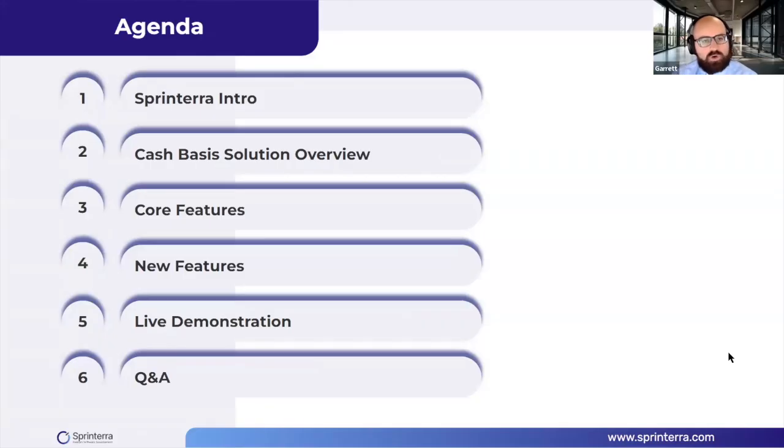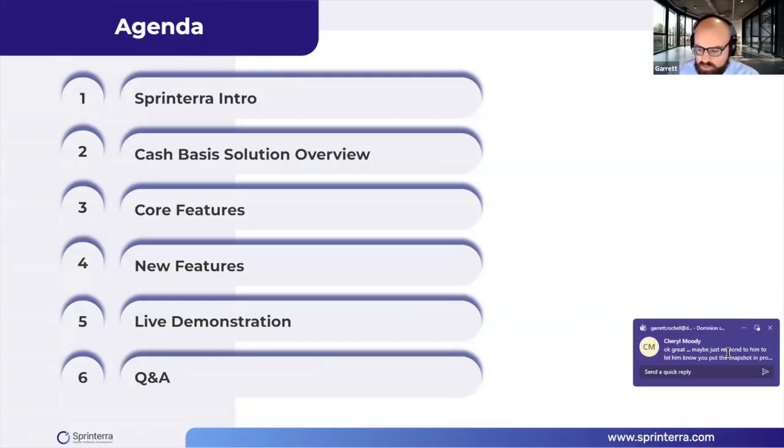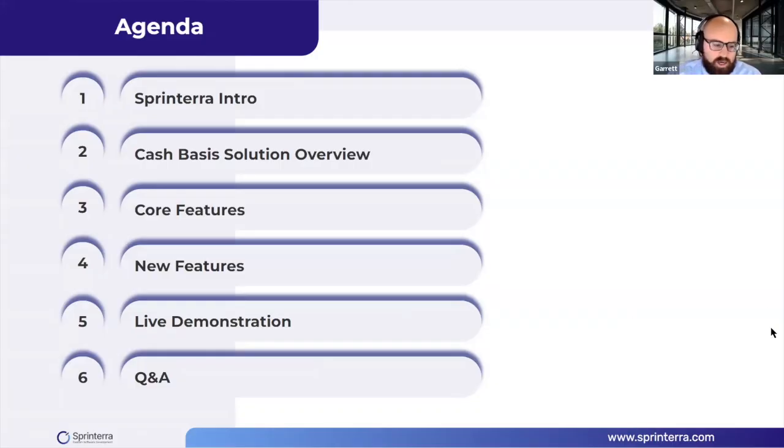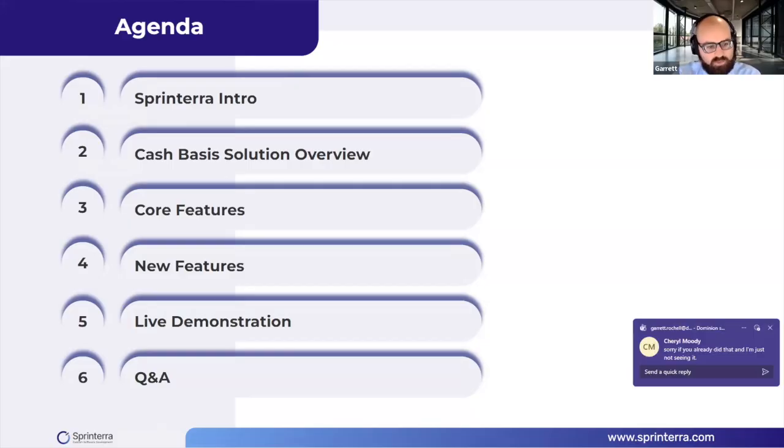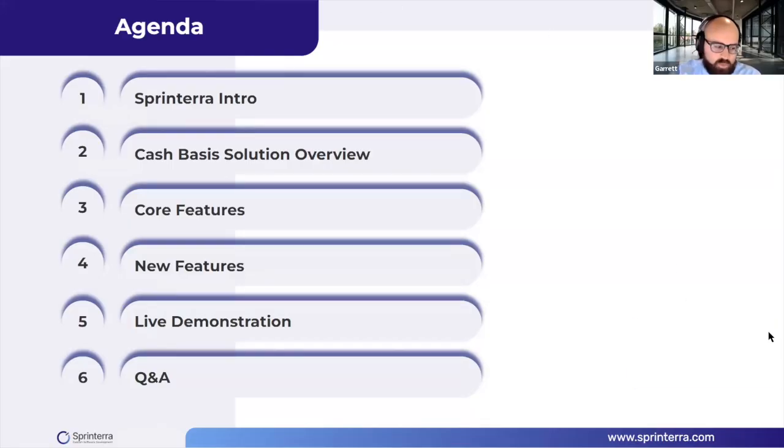Quick agenda: we're going to do an introduction of Sprinterra, who we are, what we do. We'll do an overview of the cash basis solution and take a look at the core features. Then we'll get into some of the new features and bug fixes from our last cash basis webinar, which I believe was the beginning of this year. Then we'll get into a live demonstration of the actual product, to give you an idea of what you would see from the perspective of your client and of yourself, if you're going to be using it. And then we'll get into a Q&A session at the very end.